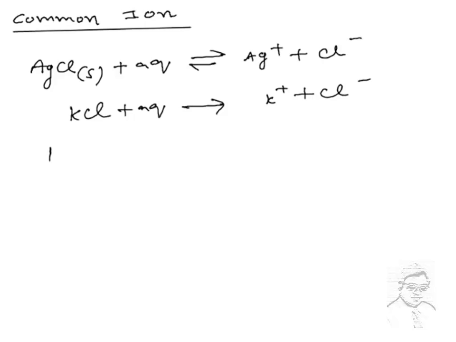When we talk about the Ksp of AgCl, then the total ion concentration is looked at. Doesn't matter who is supplying what. Now, KCl is already contributing to Cl minus ions. Ksp will not change at a particular temperature. So the total Cl minus has increased because of this.